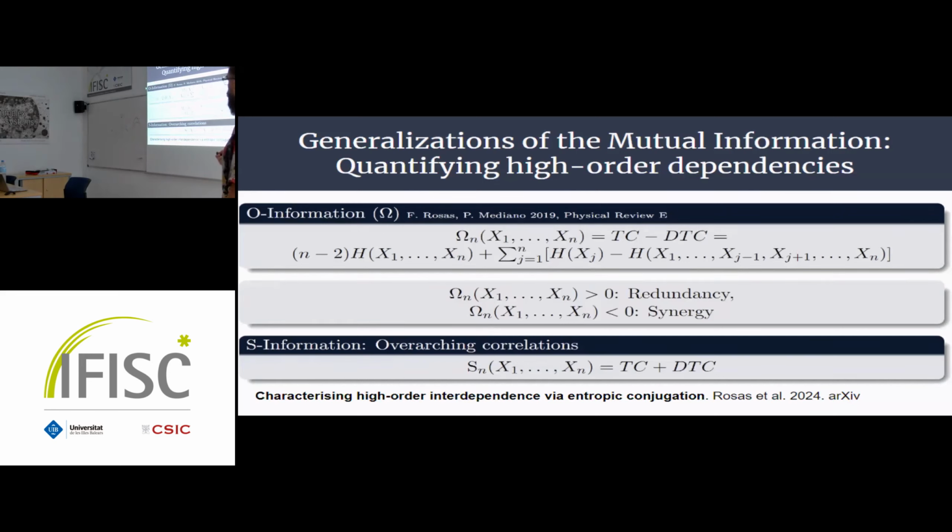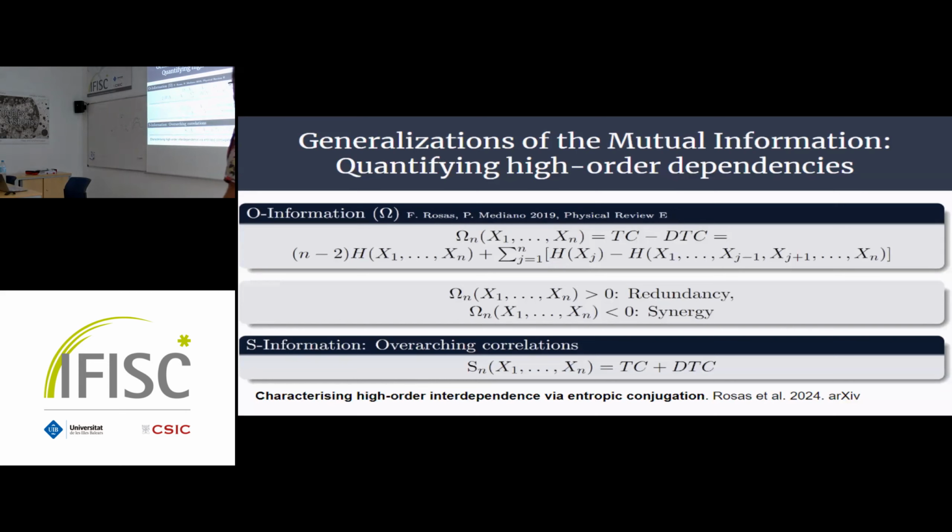And the O information is for organizational information. And when you subtract the dual total correlation from the total correlation, that will give you a metric that can now take positive and negative values. When it's positive, it indicates that the interaction that you are seeing is dominated by redundancy. And when you have negative values, it's dominated by synergy. So it doesn't imply that the interaction as a whole is synergistic, but that there is some dominant quality of the interaction that is synergistic or redundant.